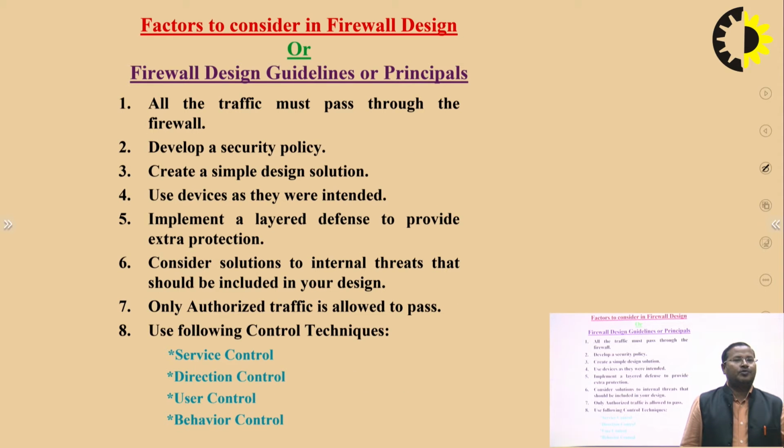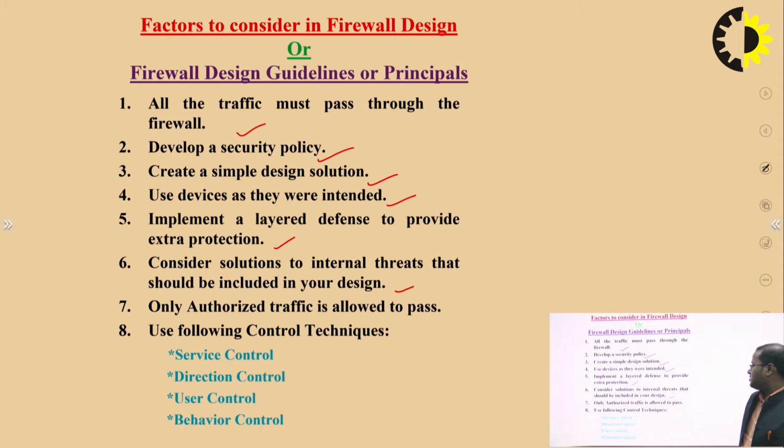So, it is important to know what factors are considered while designing the firewall. We can say firewall design guidelines or principles. We should design the firewall in such a way that all the traffic must pass through the firewall. Develop a security policy. Create a simple design solution. Use devices as they were intended. Implement a layered defense to provide extra protection. Consider solutions to internal threats that should be included in your design.